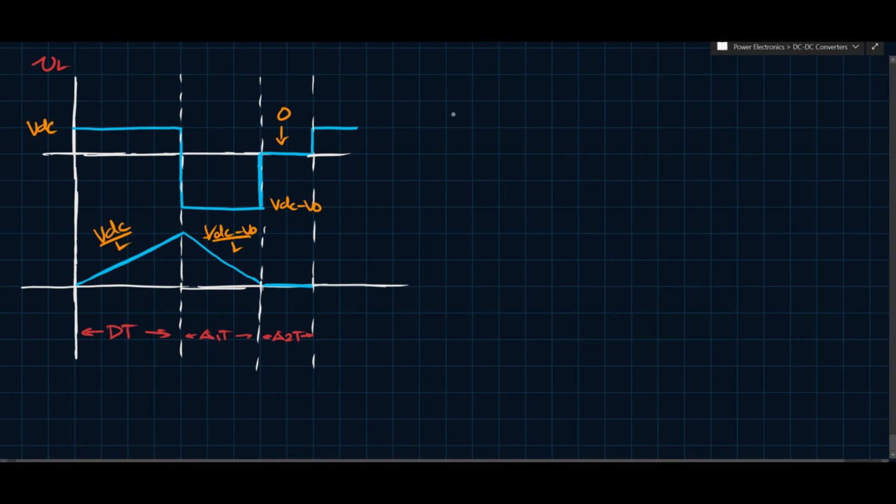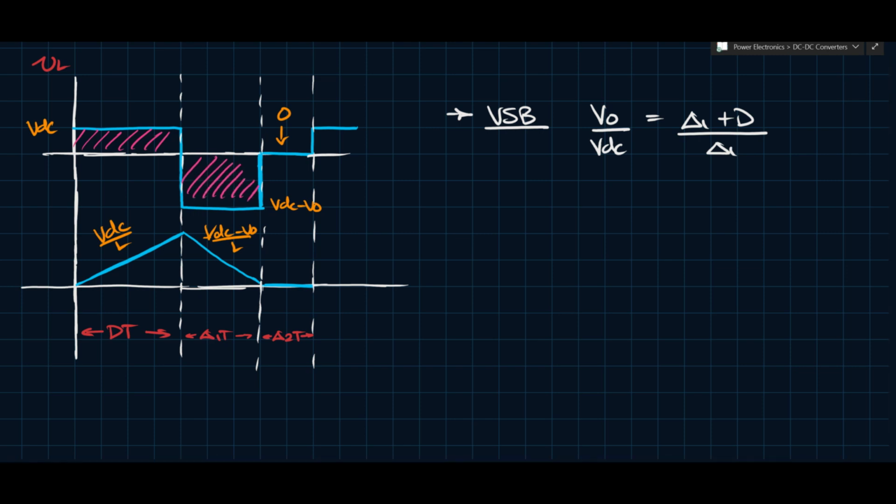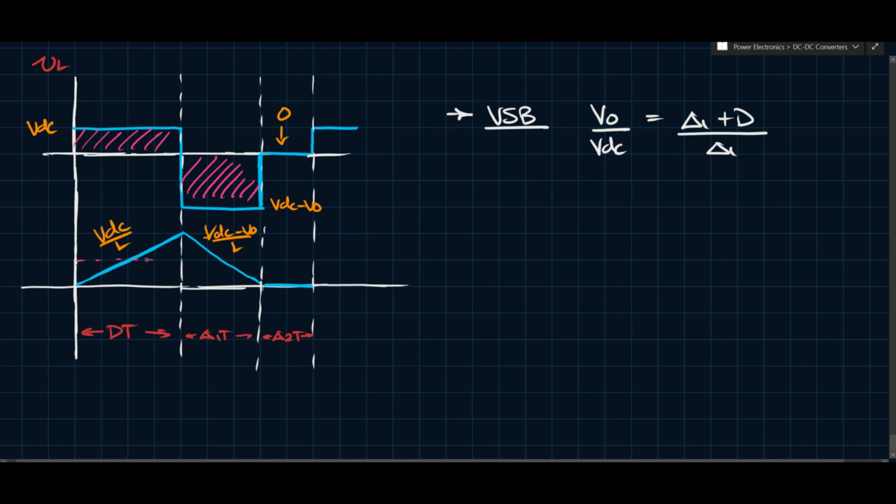And from the volt-second balance on this inductor voltage, what we can say is that VO over VDC is equal to (delta 1 plus D) over delta 1. And again, what you would do is take the average. So you would take this area, add it with this area, and then set the whole thing to 0, and you'd get that expression. Now, from this waveform, we know this is the average, roughly.